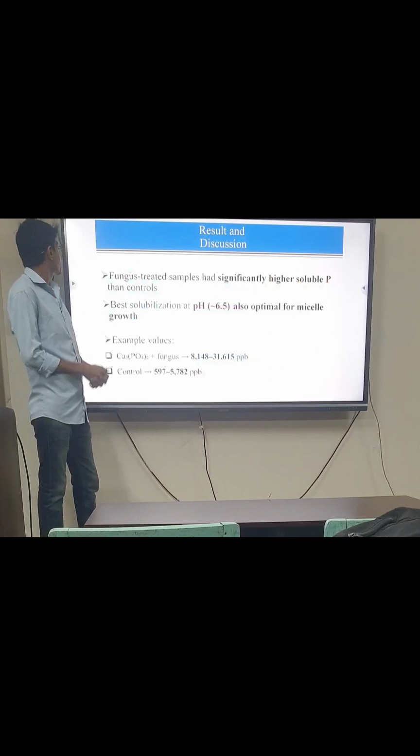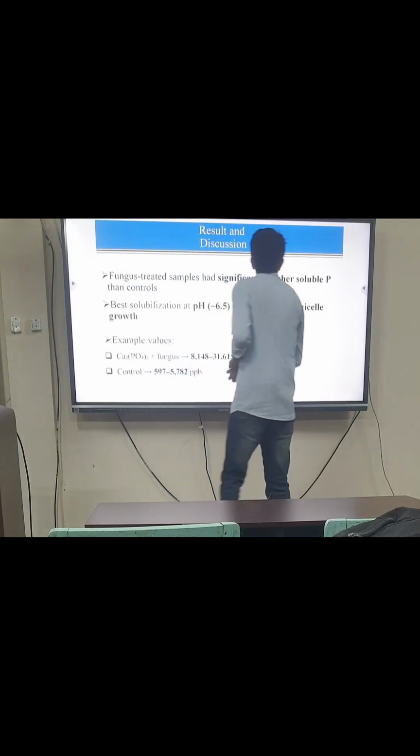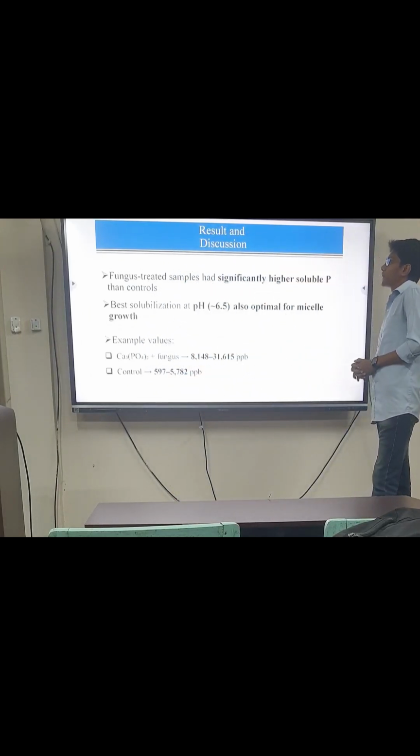Then the results and discussion. Fungus-treated samples had significantly higher soluble phosphorus than controls, and that was our hypothesis. The best solubilization was at pH 6.5, which is also optimal for mycelium.